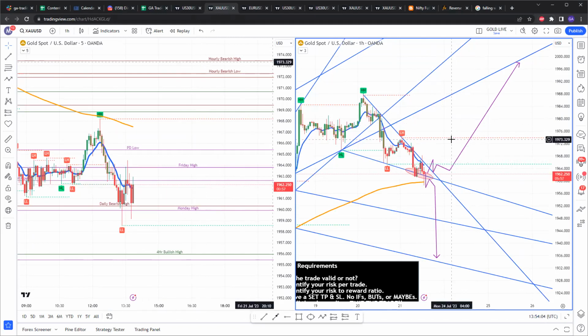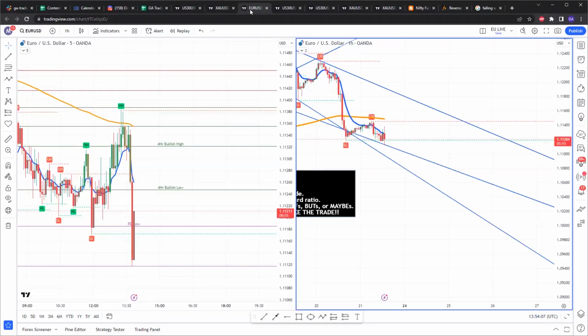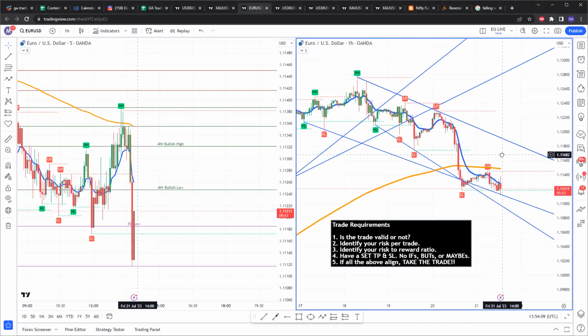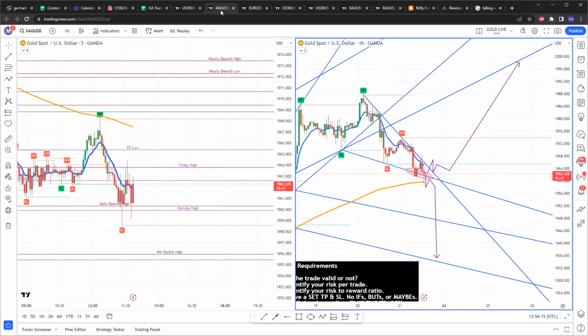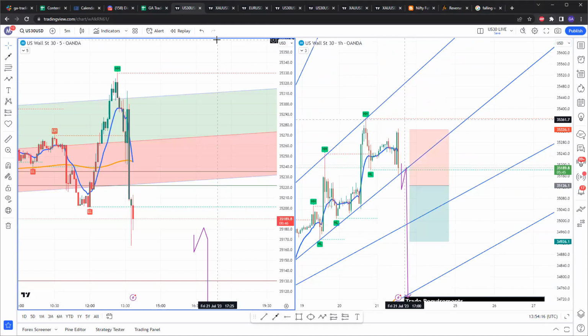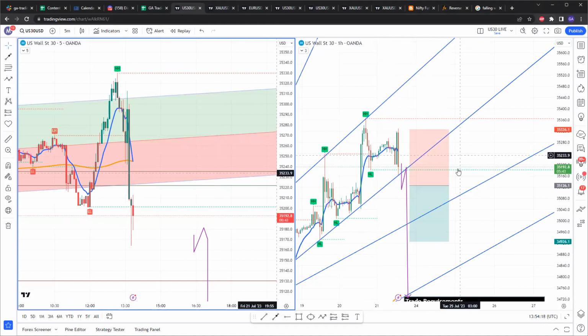I forget. I mentioned two possible trades. Maybe it was EU. No. I forget what the other trade was. I think the other trade was possibly gold, but we have 5 more minutes.